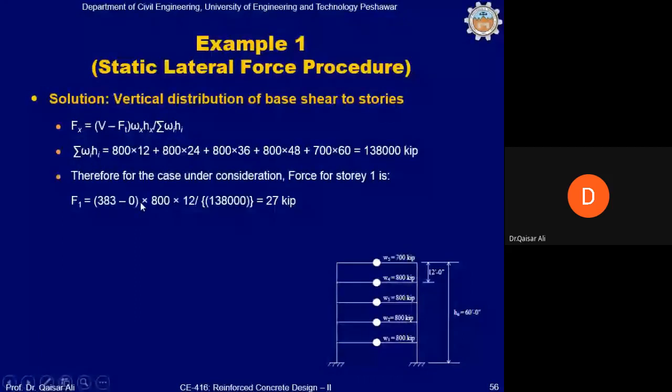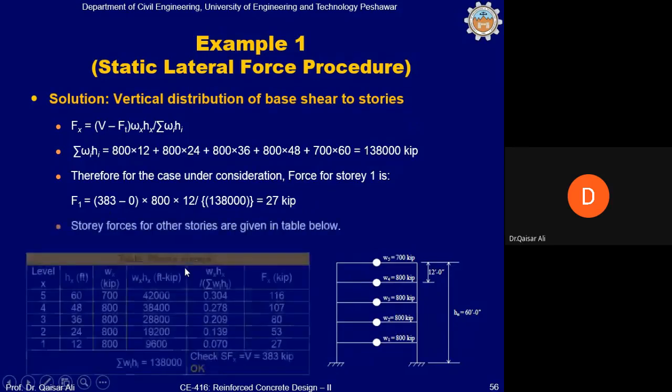For story 1, F1 here at this location will be 800 into 12 because it is Wx hx. So 800 into 12 multiplied by 383 minus 0, and divide by this 138,008, which is common for all the levels. In this manner, we can also calculate F2. F2 can be calculated in this manner: 383 minus 0, into 800 into 24, and divide by this. Similarly, others can be calculated, so they can be produced in a table like this.